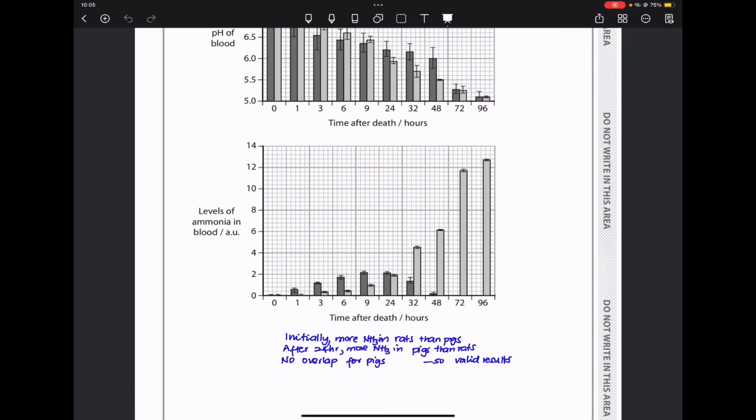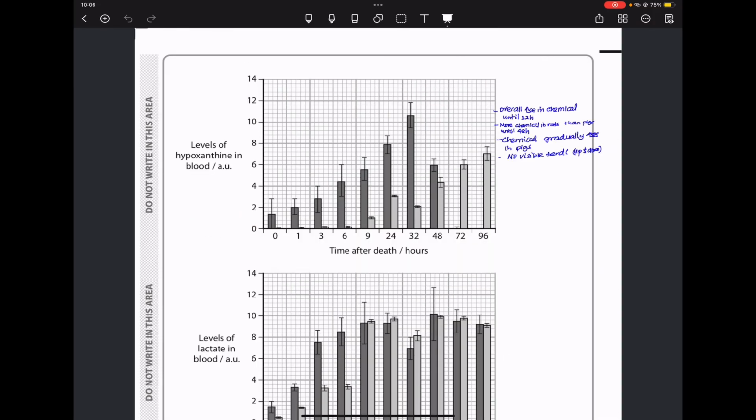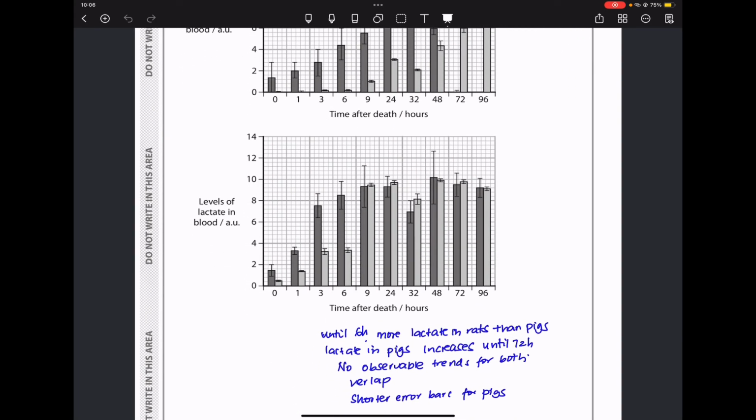And then in the next graph, as time after death increases, the levels of ammonia in blood increase. Next, we see time after death in hours as it increases, the levels of hypoxanthine in blood increase and then decrease, but of course there is overlap. And then lastly, the levels of lactate in blood as time after death increases. Overall, there is an increase.